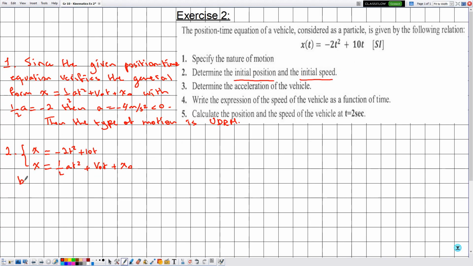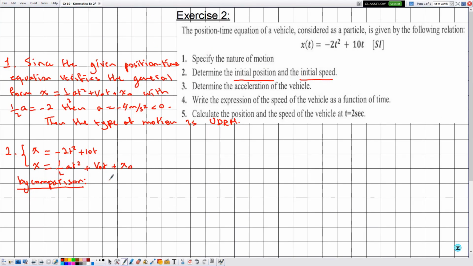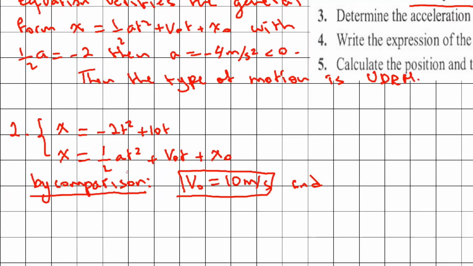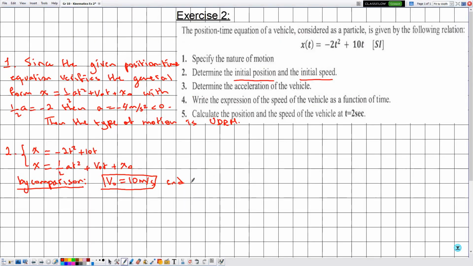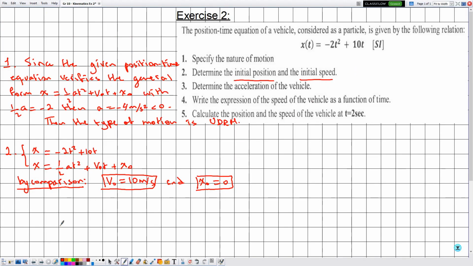So by comparison, comparing the linear terms in both equations, we can say that v0 is equal to 10 meters per second, because the unit of the speed is meter per second in the SI. Now as for the initial position, it corresponds to the constant. Notice that here the constant doesn't appear in the equation, which means it is plus 0. Therefore in this case x0 is 0. Notice that I didn't include any unit for the 0, because 0 multiplied by anything is 0. However, the SI unit of position is meters.